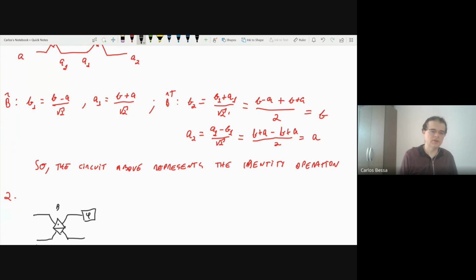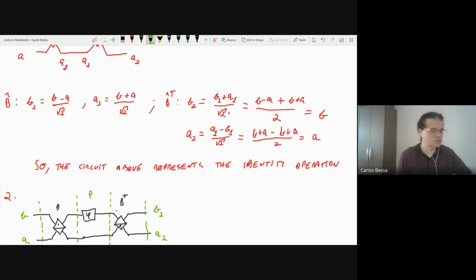Here is P, the phase, just on the top, B double dagger. So again, we could separate. I have here a B. Here is a P operation. And here B again. My input, sorry, B and A. And the output, I'll call B2, A2. So, okay.